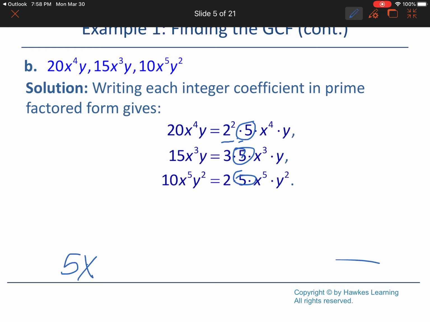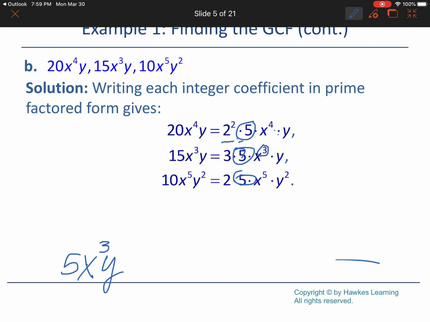Then we look at the x's. They all have some x's, right? Now, how many x's are in common? So remember that this is like x times x times x times x, right? 4 of them in the first one, 3 of them in the second one, 5 of them in the third one. So we take out the most we can take out that's true for all of them, right? So that's actually the one with the lowest number, the 3. All of them have at least 3 x's. So x cubed will be our x.